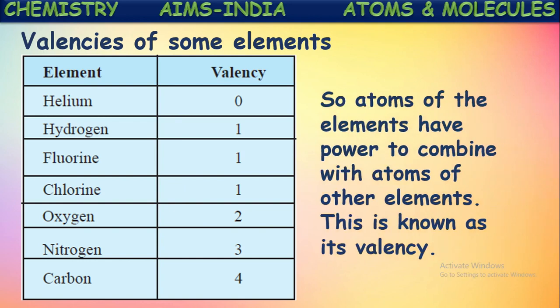So atoms of elements have the power to combine with atoms of other elements. This power, or this combining capacity of elements, is called its valency.